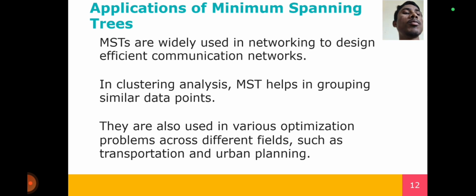Applications of minimum spanning trees. MSTs are widely used in networking to design efficient communication networks. Connecting one region to another region, we can follow the signals. In clustering analysis, MST helps in grouping similar data points. They are also used in various optimization problems across different fields such as transportation and urban planning. These are very important in human life. Minimum spanning trees play a vital role in solving problems that we face in society.